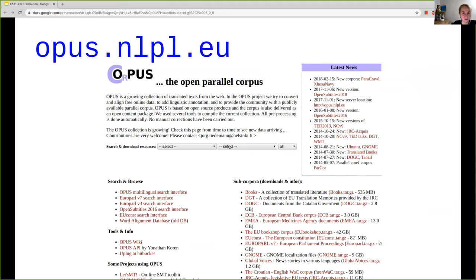So where can you find many sources of parallel data? If you want to build your own machine translation system, where can you look for parallel data? This website called Opus is a very large collection of all kinds of data in all kinds of domains, including Europarl or parliamentary proceedings, as I mentioned, but also spoken language translation, for example, translations of TED Talks into dozens of languages, and translations of books and manuals and so on.